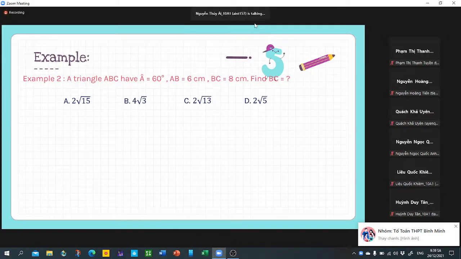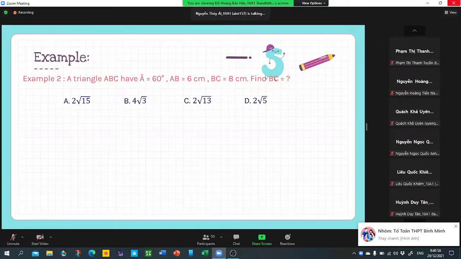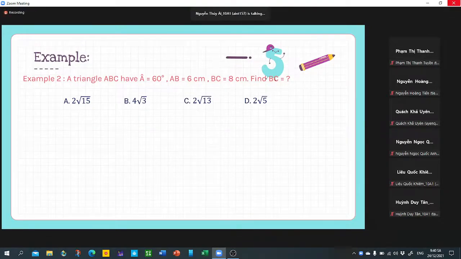Example number 2. A triangle ABC has angle A 60 degrees, AB is 6 cm, AC is 8 cm. Find BC.